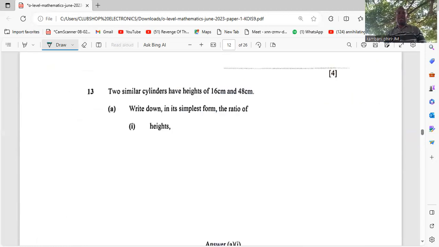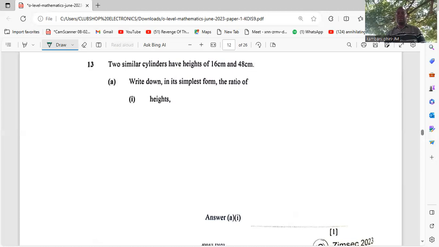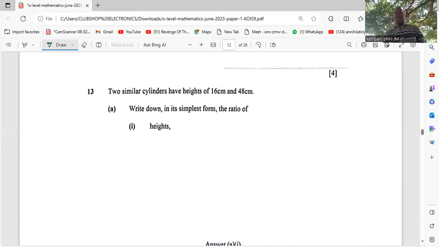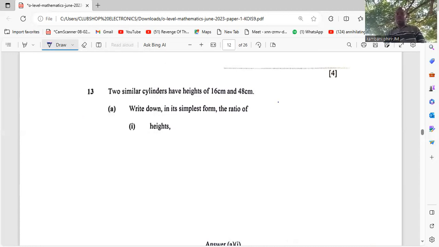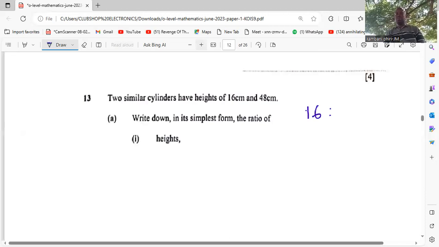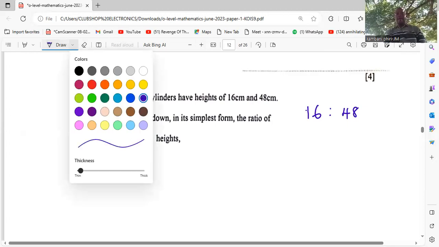Question 13. Two similar cylinders have heights 16 to 48. Okay. And now you need to check if at all it's possible to reduce this. You need to check if it is possible to reduce it.